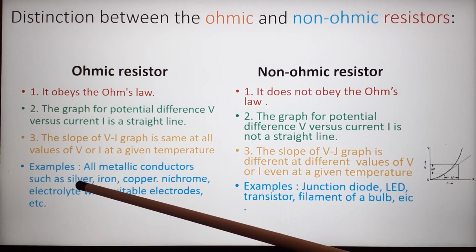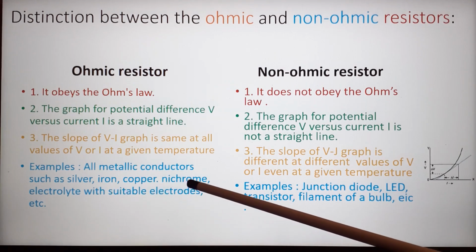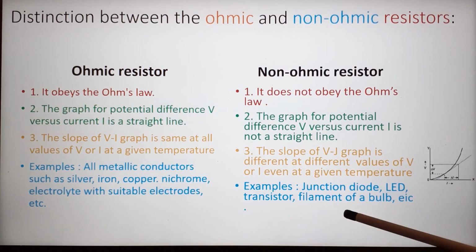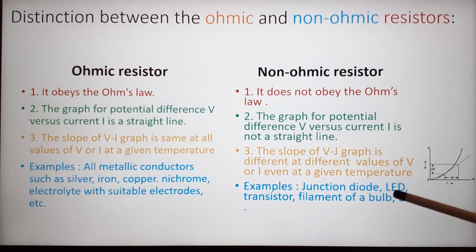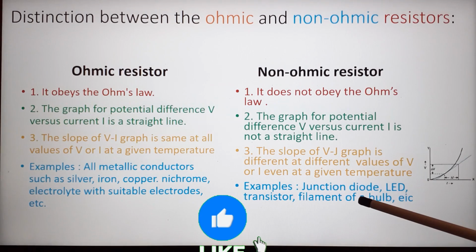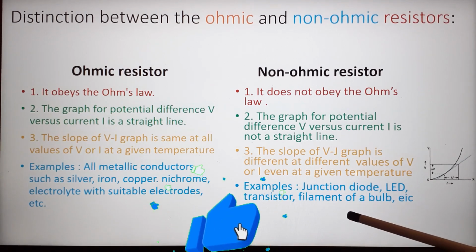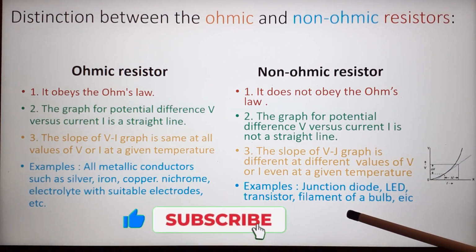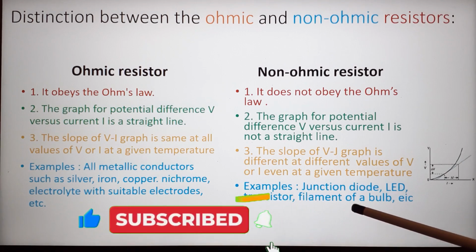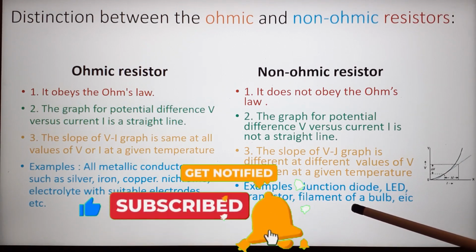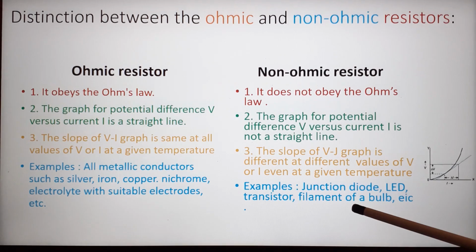Examples of ohmic resistors are silver, iron, copper, nichrome, all the metallic conductors. Whereas examples of non-ohmic resistors are junction diode, LED, transistor, and the filament of a bulb. We have seen the example of the filament of a bulb. Temperature goes on increasing for a bulb, so current is not directly proportional to potential difference.